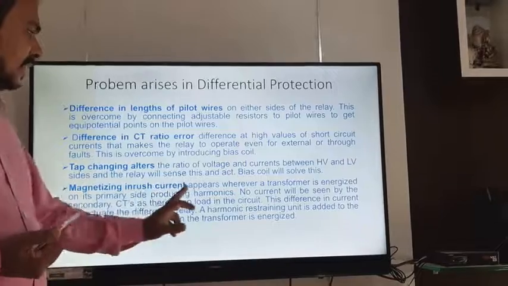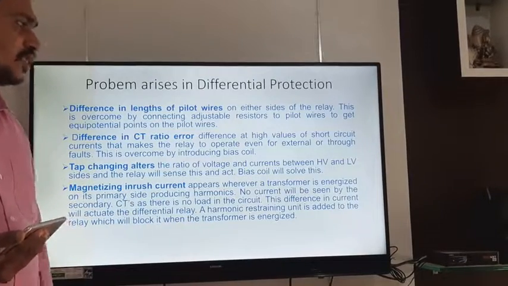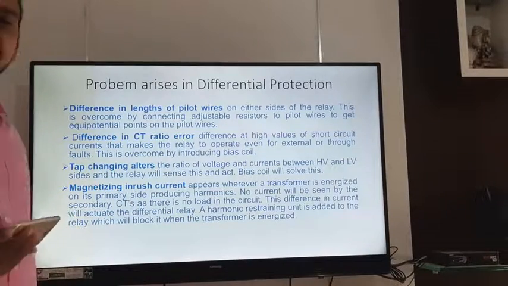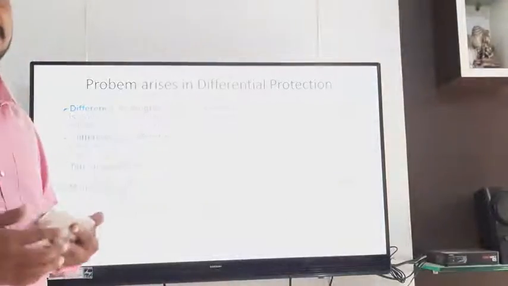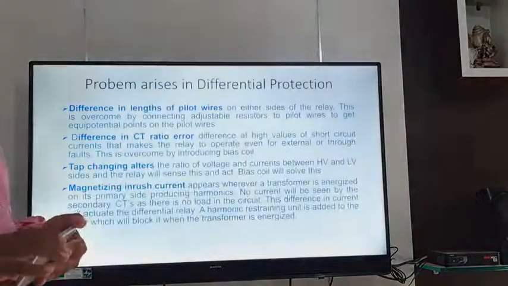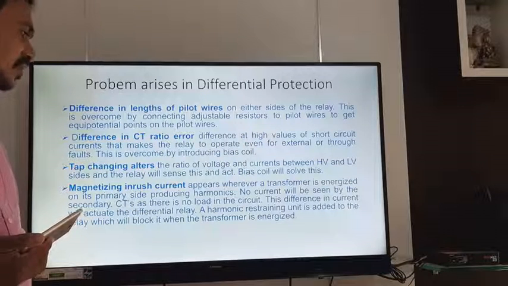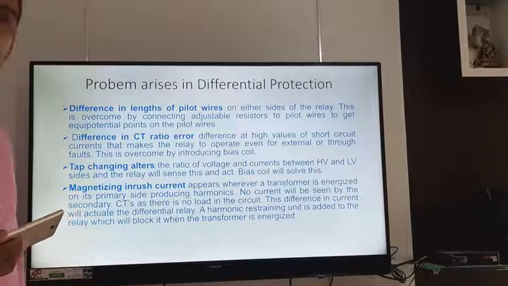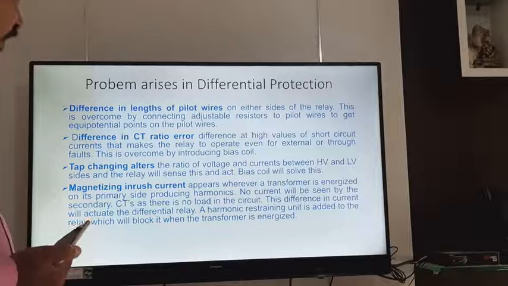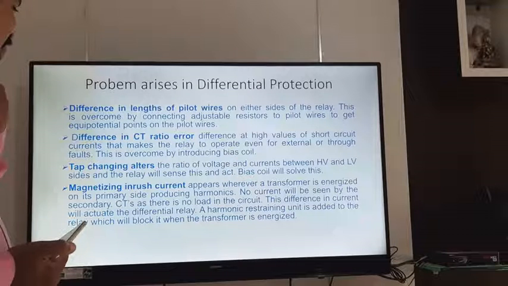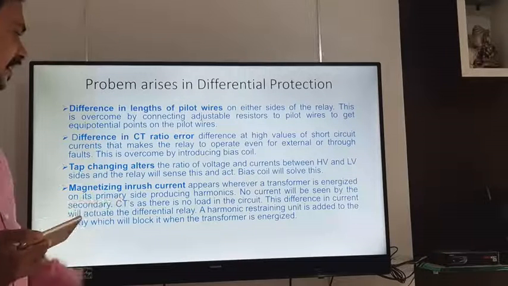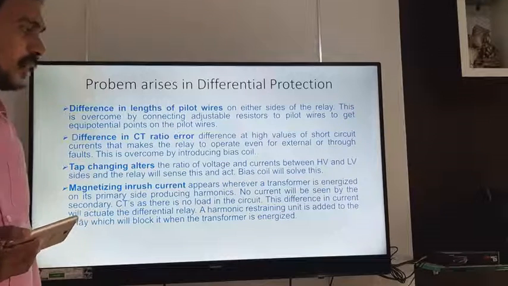Magnetizing inrush current appears when a transformer is energized on its primary side. So when we are giving supply to the transformer on the primary side, at that time a high magnetizing inrush current flows through the primary side, which produces harmonics, and due to it the CT acts as if there is no load in the circuit.